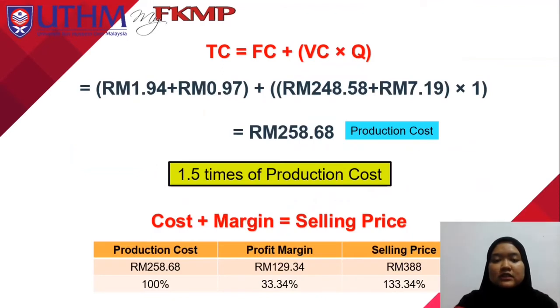So the total cost of the production for grain washer is RM258.68. So we decided to get the profit margin which is 1.5 times of the production cost. Thus, the selling price will be RM388.